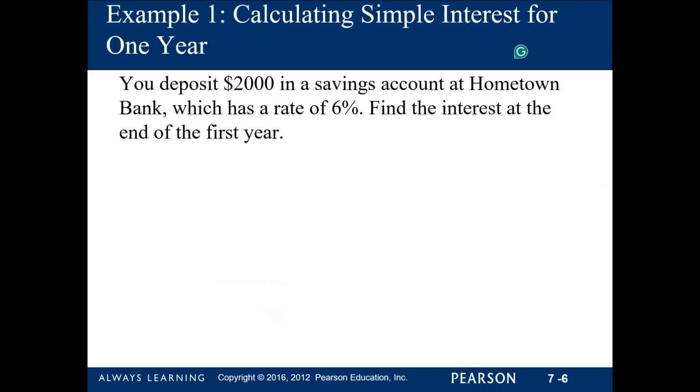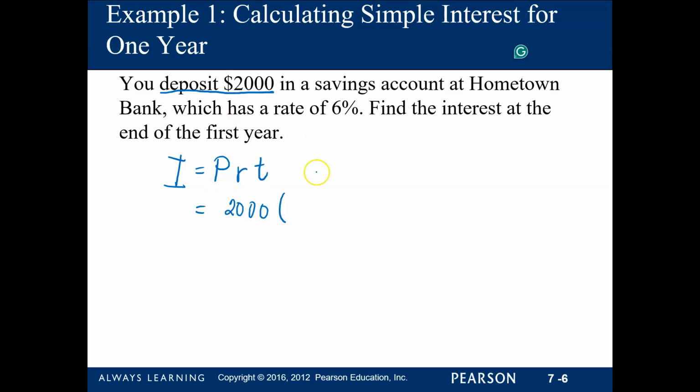So let's have this example. You deposit $2,000 in a savings account at Hometown Bank, which has a rate of 6%. Find the interest at the end of the first year. So let's identify our formula. Remember, we're looking for the interest. So interest is equal to principal times the rate times the time. Let's substitute the values. The principal is what we deposit or what we borrow. So the deposit is $2,000.